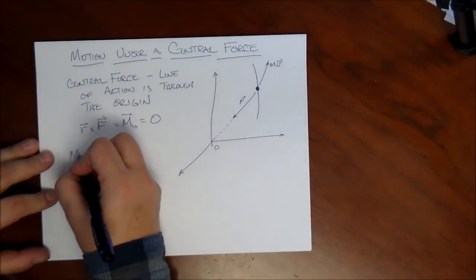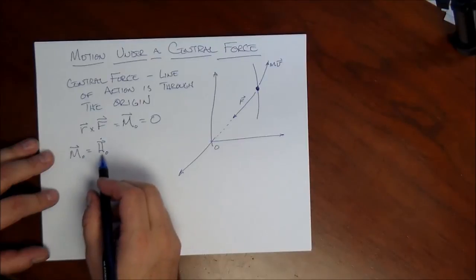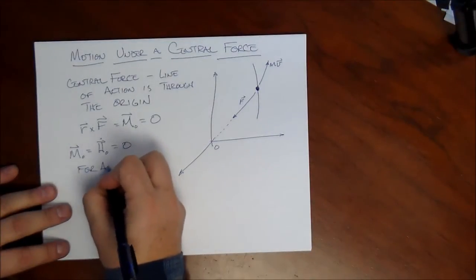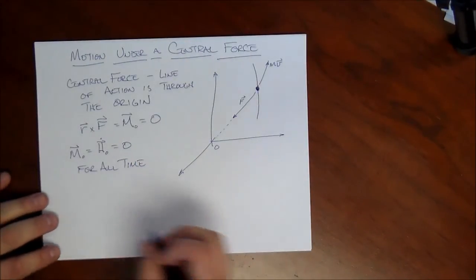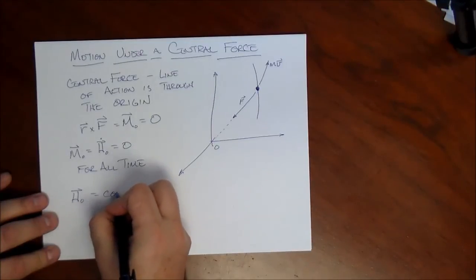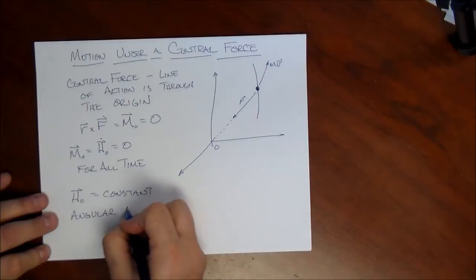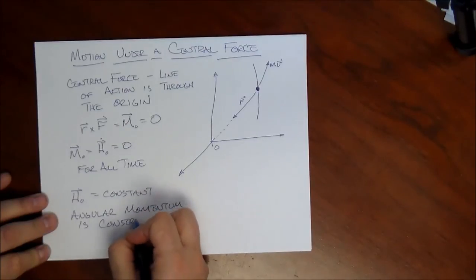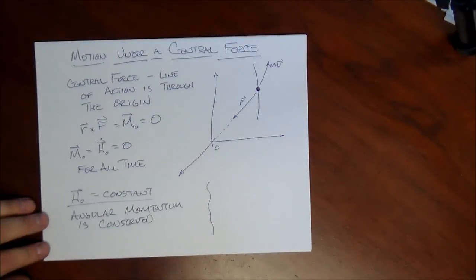Well, as we saw before, the moment is equal to the time rate of change of the angular momentum, right? Since the moment is 0, the time rate of change of angular momentum also must be 0, and that's true for all time. So what that implies, if the derivative of something is 0, that means the something must be a constant. So the angular momentum is equal to a constant, or we say angular momentum is conserved.